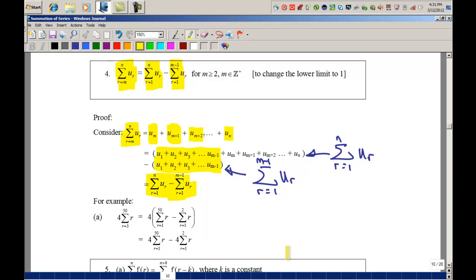Now how do we make use of this? Now look at this example. Now you have 4 summation r from 3 to 50, and then I can always write this as 4, and if I want the lower limit to be 1, then it's just r from 1 to 50 minus r from 1 to 2, and then I can separate them out as a sum of 2 different series.